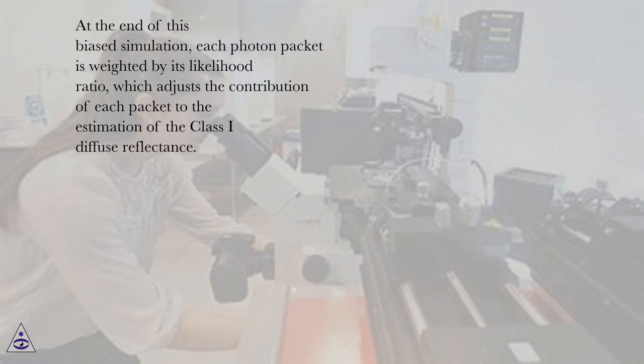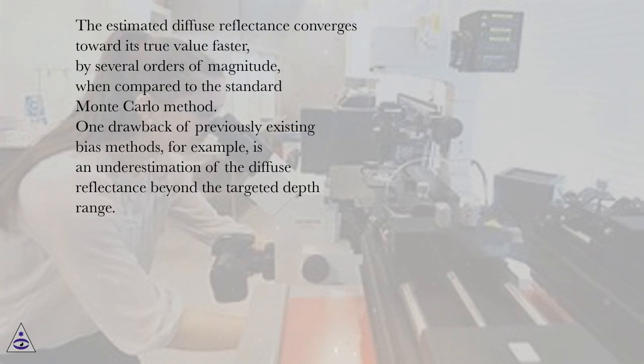At the end of this bias simulation, each photon packet is weighted by its likelihood ratio, which adjusts the contribution of each packet to the estimation of the class I diffuse reflectance. The estimated diffuse reflectance converges toward its true value faster, by several orders of magnitude, when compared to the standard Monte Carlo method.